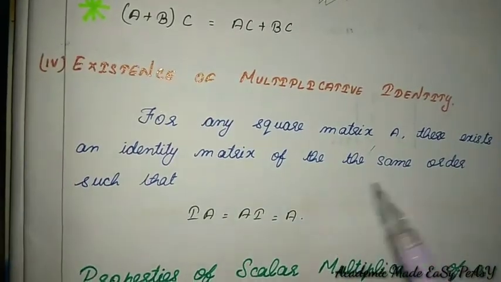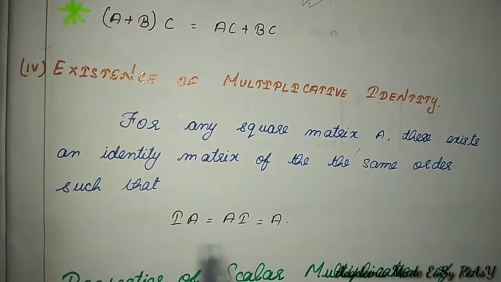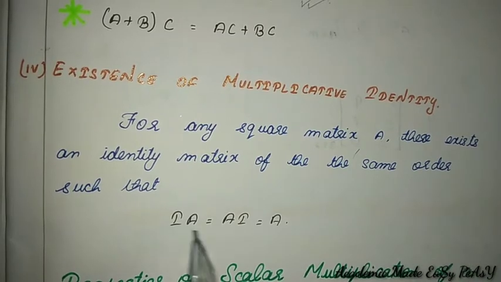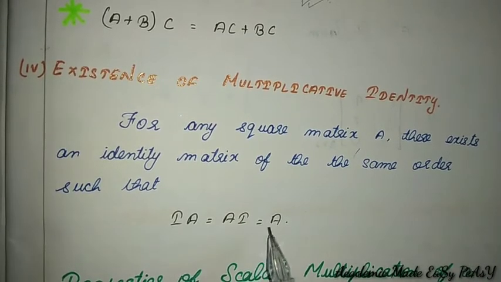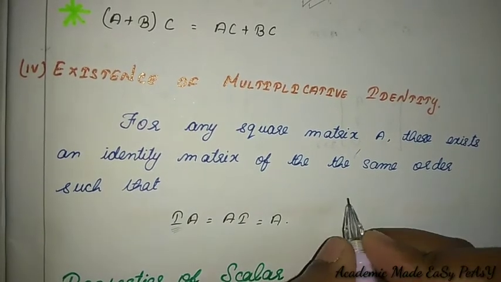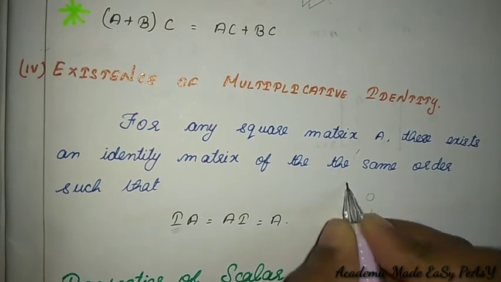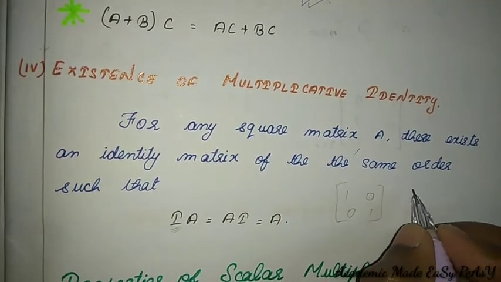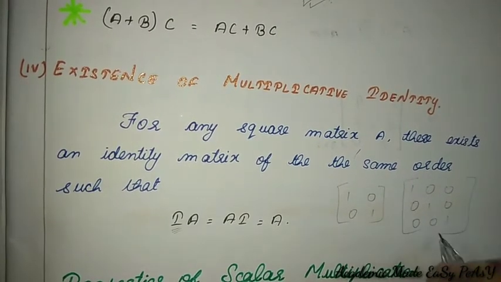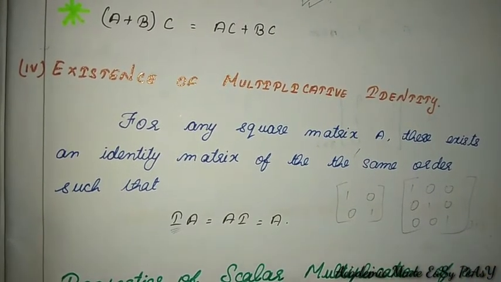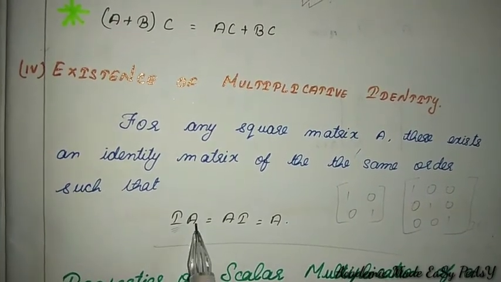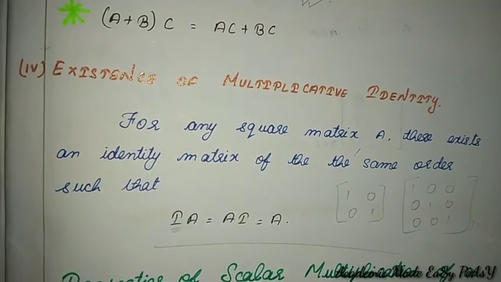So for any square matrix A, there exists an identity matrix of the same order such that IA is equal to AI is equal to A. So this is the identity matrix. Identity matrix means what? 1, 0, 0, 1 if it is 2 by 2. If it is 3 by 3, 1, 0, 0, 0, 1, 0, 0, 0, 1. So this is the identity matrix for 3 by 3. Therefore, the multiplicative identity. So here I into A is equal to A into I is equal to A.